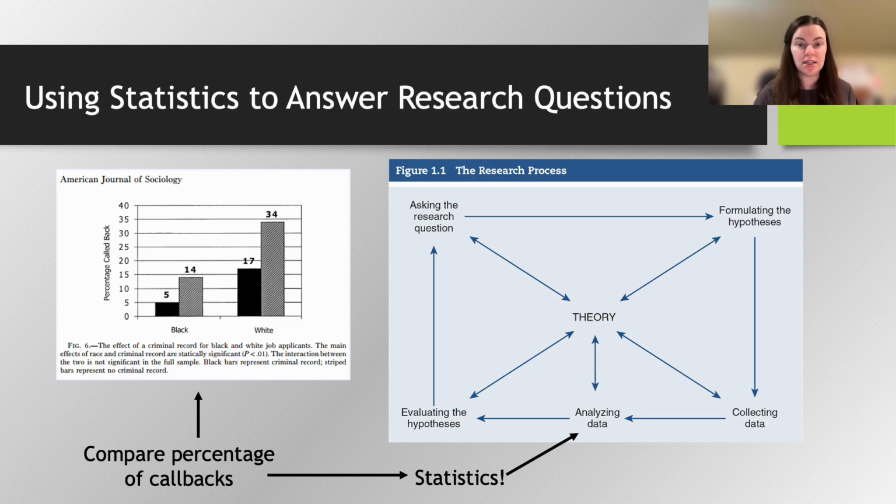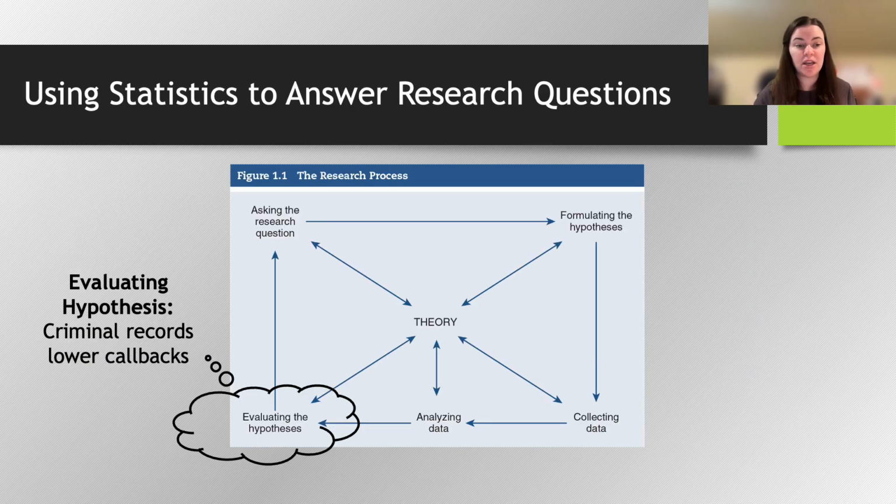And so once we collect the data, we can analyze it, and then lastly, evaluate it with respect to our original hypotheses. If you recall, the original hypothesis that Dr. Pager had was that criminal records would have an effect on these percentages of job callbacks, and her hypothesis was supported in this case. The criminal records did lower the overall percentage of job callbacks for those individuals that indicated that they had a criminal record.